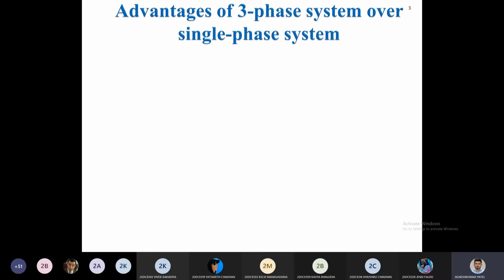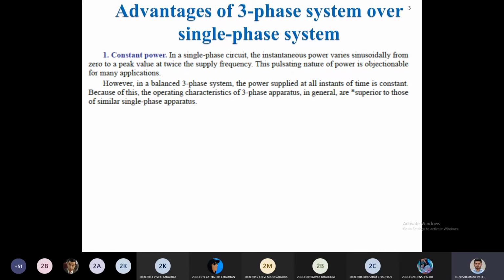Now, what are the advantages of this system? The first advantage is constant power. In a single-phase circuit, the instantaneous power varies sinusoidally from zero to a peak value at twice the supply frequency. We have plotted that graph, V into I. If it's a circuit of R, we get a pulsating power like this. We have seen that.